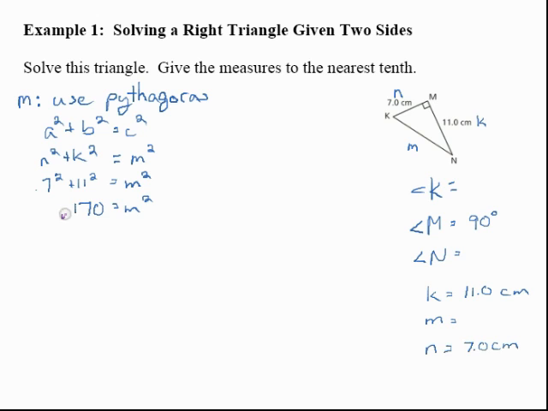I get my magic algebra pen so that I'm showing that the next step is taking the square root of both of those, and I'm left with m equals 13.0. Does that make sense? Is that a reasonable value for this side? 13.0? I would say so. So let's put that in over here: 13.0 centimeters. Okay, the next thing I'm going to calculate is angle K.